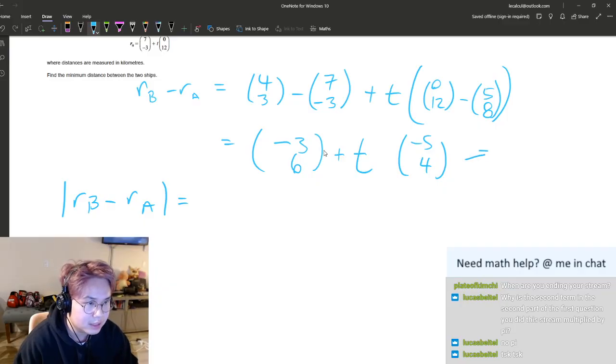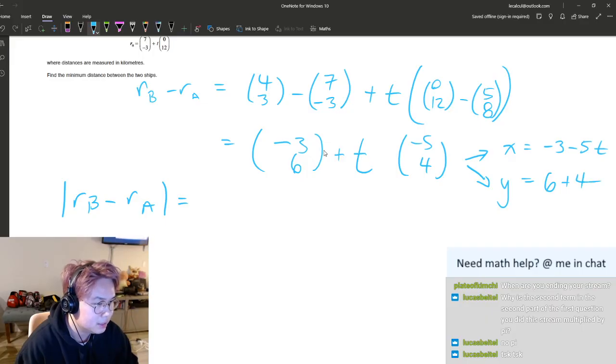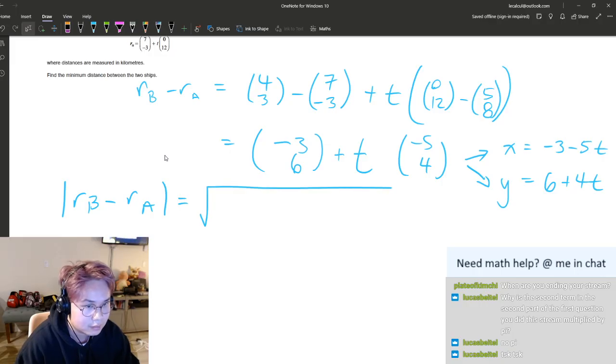So first let me change this into parametrized form. The x value is going to be negative 3 minus 5t. The y value is going to be 6 plus 4t. And I need the x and y components because it's just easier to calculate the distance, since it's just Pythagoras on these.